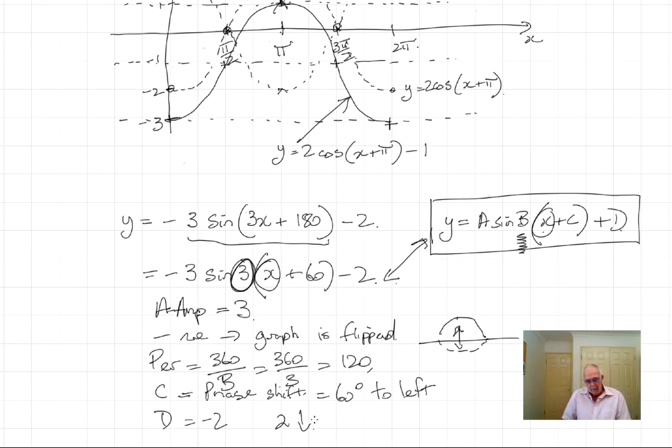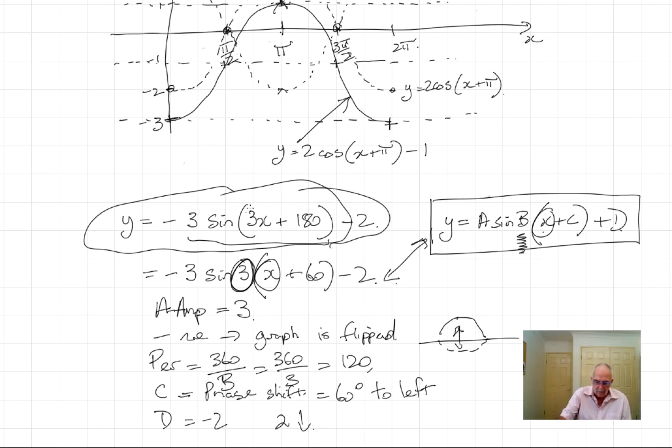Okay, so just be careful if you get something in that form, that you have to get x by itself, so you have to take a 3 out the front there. Then you can write down all those and go through. I would start with y equals 3 sine x, and then flip it, and then do a phase shift, and then do a vertical shift.